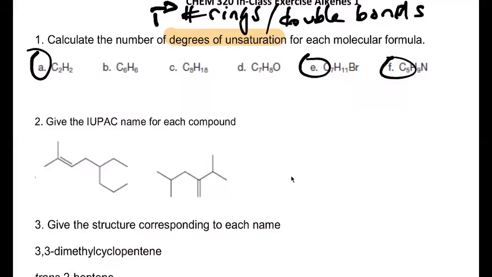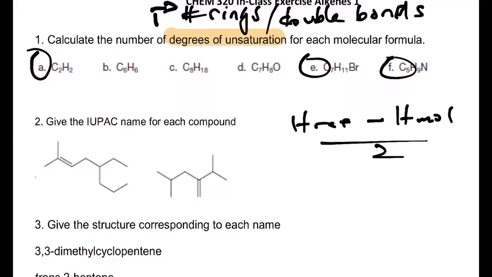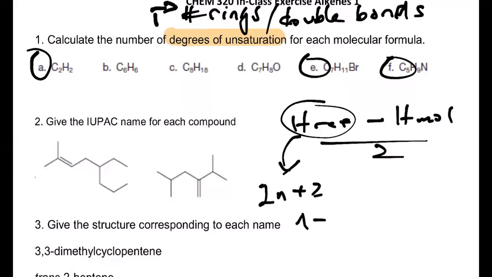So it's actually a very important piece of information when you're trying to deduce a structure, especially if you have other data like NMR data and infrared and so on, and you're trying to deduce a structure for a compound. So the way that you do it is H ref minus H molecule divided by 2. Is that right? Yes. All right. So H ref, this is standard. H ref is always going to be 2N plus 2, where N is the number of carbons.